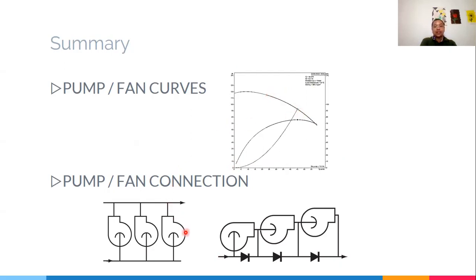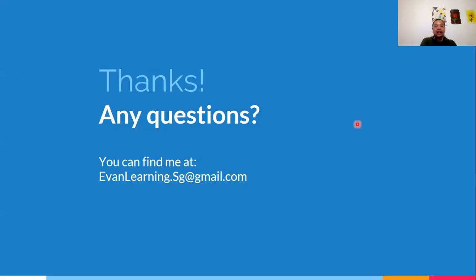Pumps and fans can be connected in two ways. Either they will be connected in parallel or they will be connected in series. If you connect them in parallel, the head is the same, but the flow is additive. If you connect it in series, the flow is the same, but the head is additive. And that's it. Thank you very much.